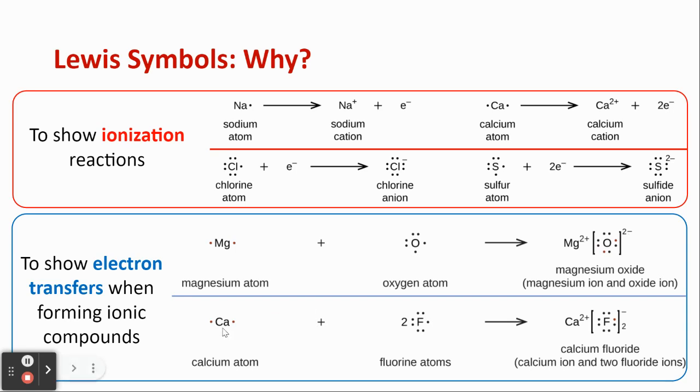Or if we have a calcium atom, which has 2 valence electrons, and a fluorine atom that has 7 valence electrons, each fluorine would gain 1 electron from calcium. So we need 2 fluorine atoms. And then we'd end up with a calcium ion that has lost 2 electrons and 2 fluorine atoms that have each gained 1 electron to form a fluoride ion in order to form this ionic compound.